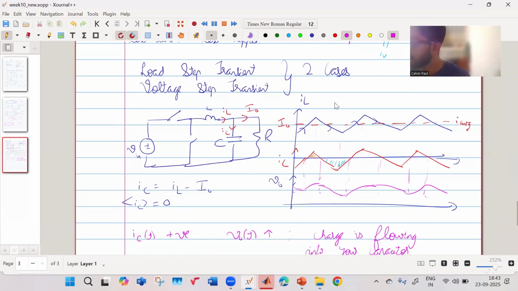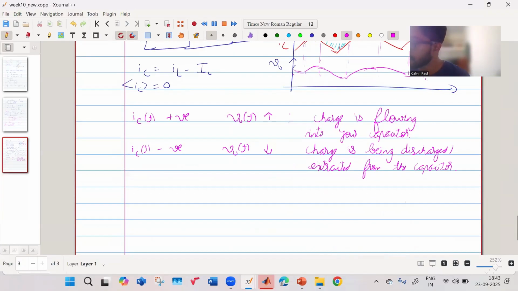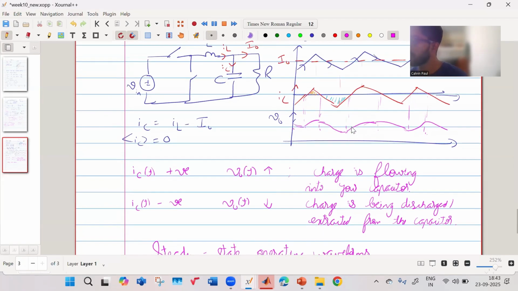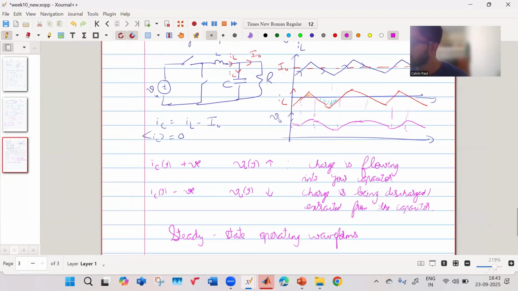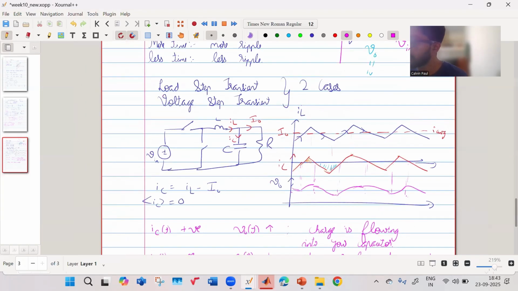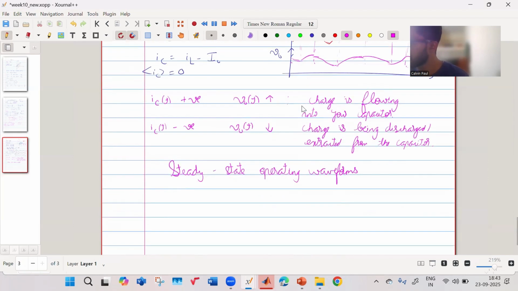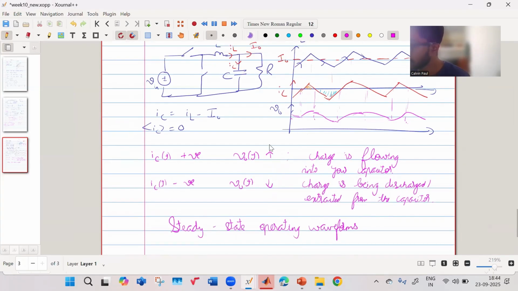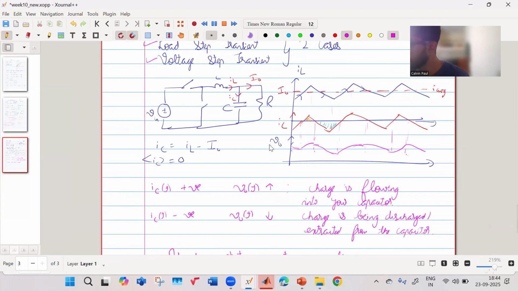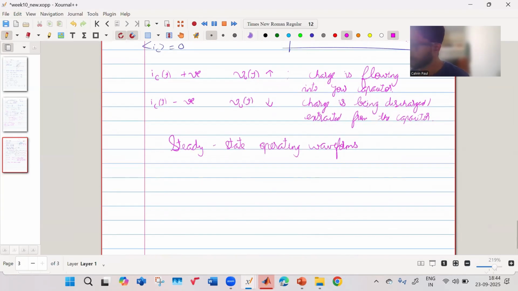Okay. So this is your steady state operating waveforms. Now, the two cases which were suggested, your load step transient and your voltage step transient. These are the two cases which Sir has told. So what happens in that case? To draw a diagram.